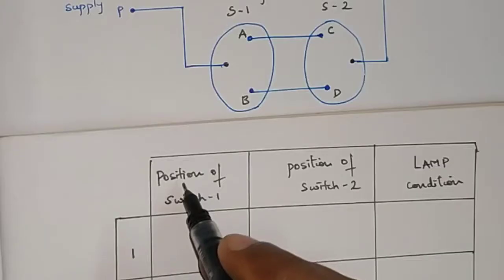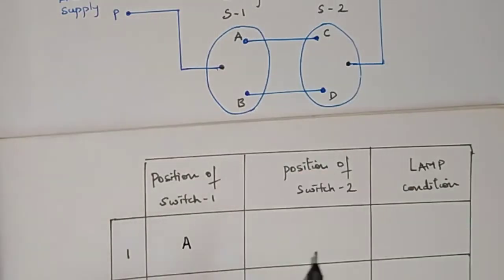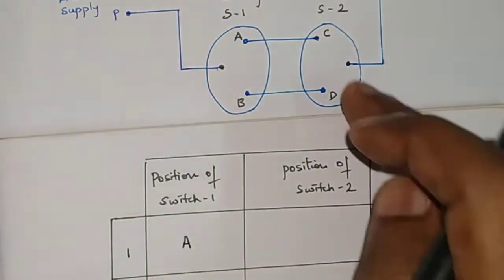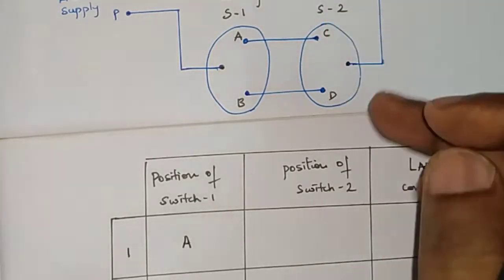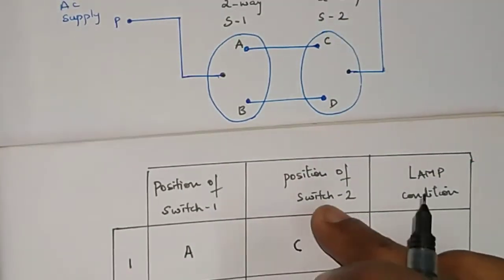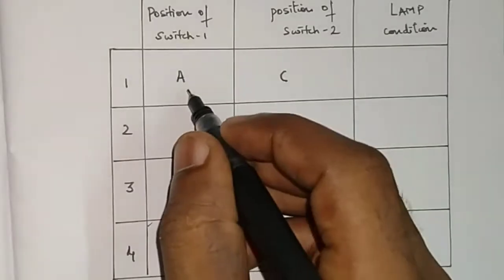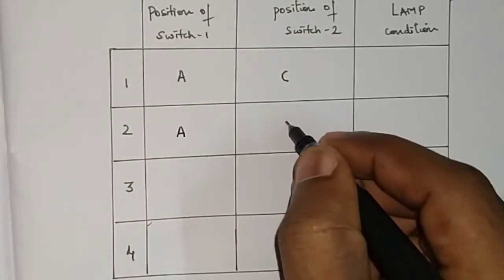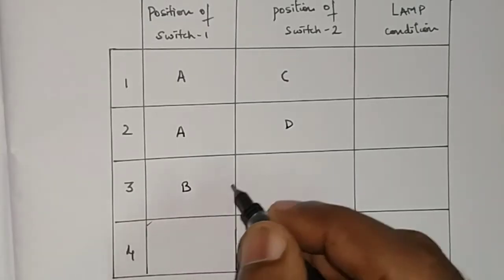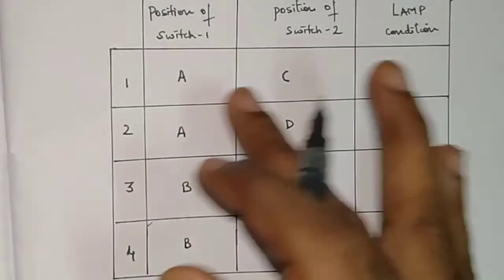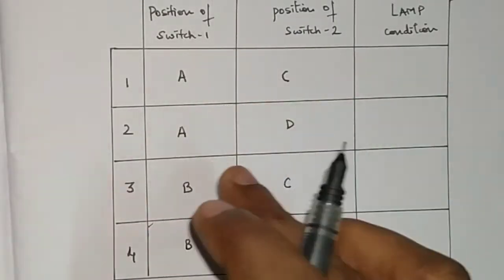In the first case, for the position of switch number 1, I'll consider that the switch is in A position, and the position of switch number 2 will be this C or D. Out of these two, I will consider that switch number 2 is in C position. In the same way, we'll have four different cases. One is A and C, one more will be A and D, the third case will be B and C, and B and D. You can write in any order, but don't repeat the orders.